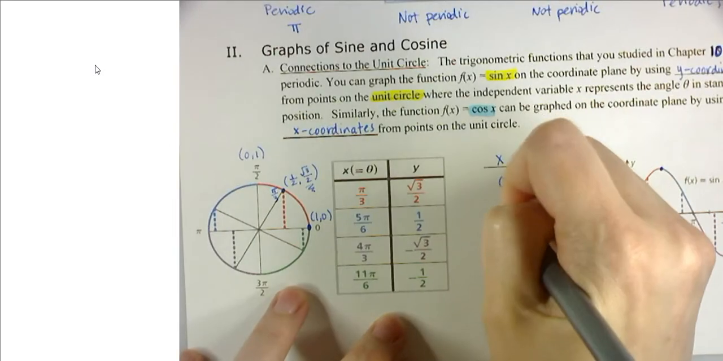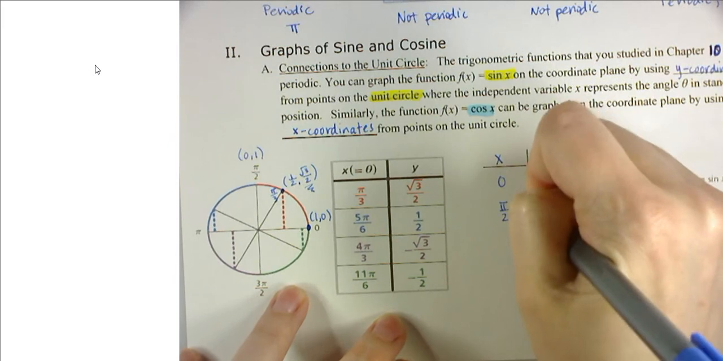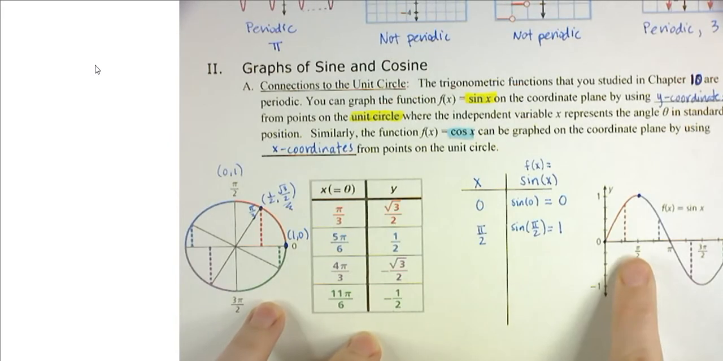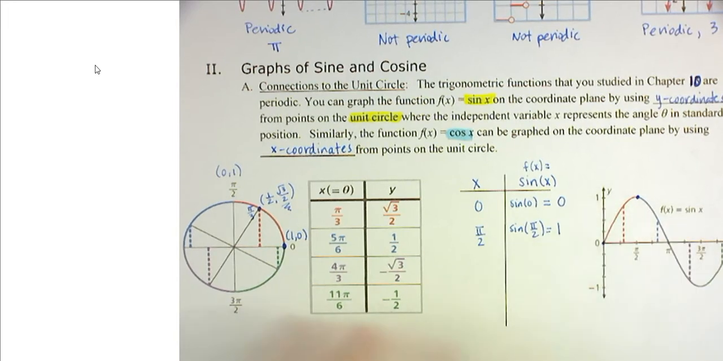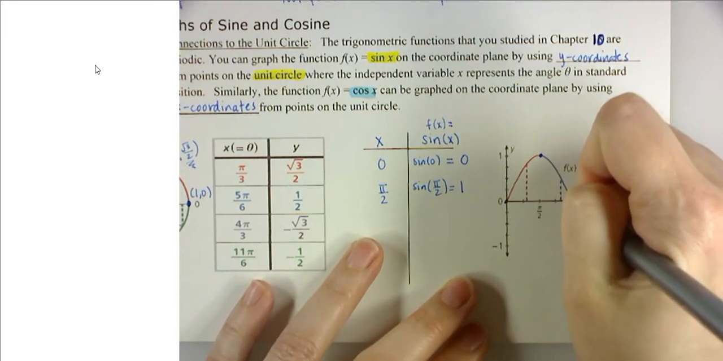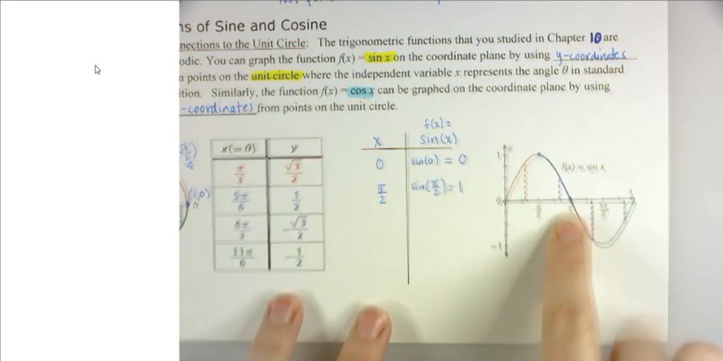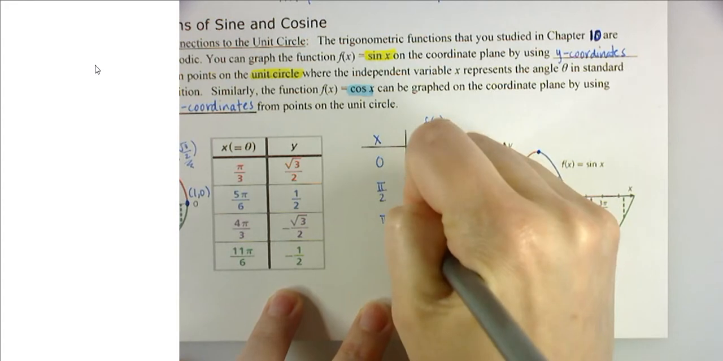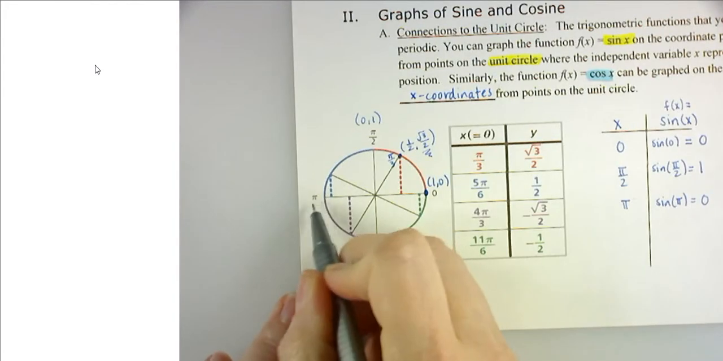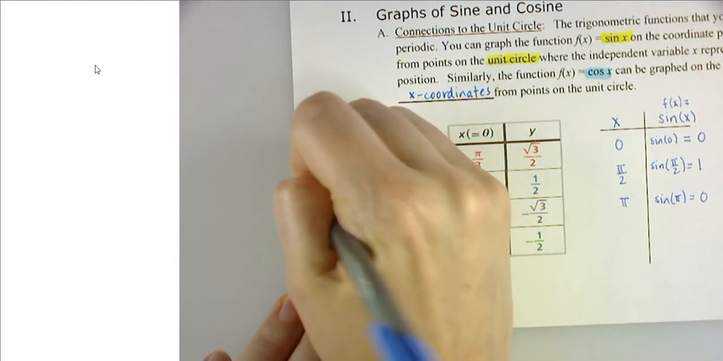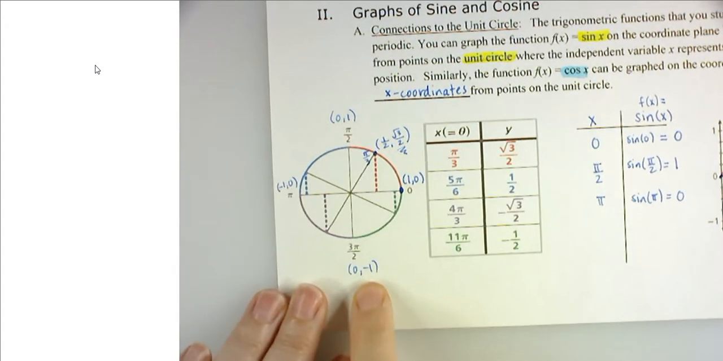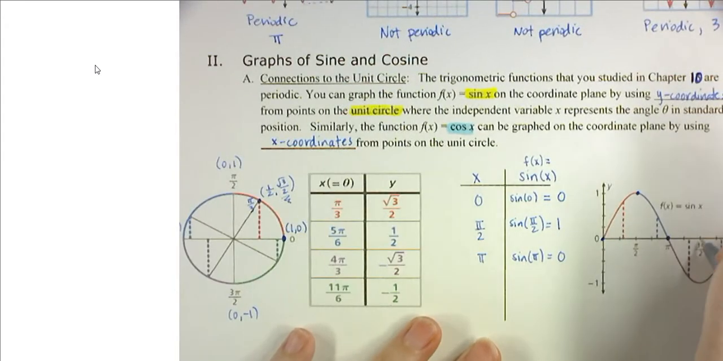Okay, so let's find the next point that's nice. Right here, this crosses at 0, and that's at pi. So if you did the sine of pi, you would get 0, which makes sense because at pi, your point is negative 1, 0. At 3 pi over 2, that's going to be a nice point as well, because at 3 pi over 2, the sine value is negative 1. So the sine of 3 pi over 2 would equal negative 1.